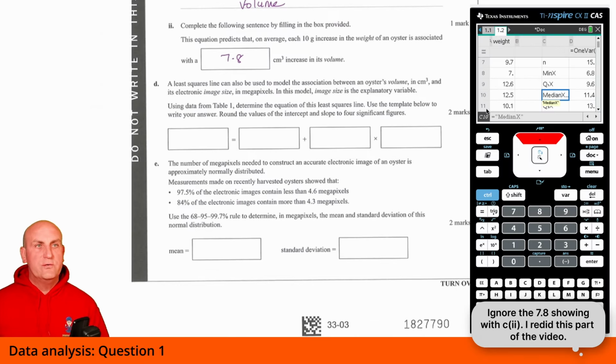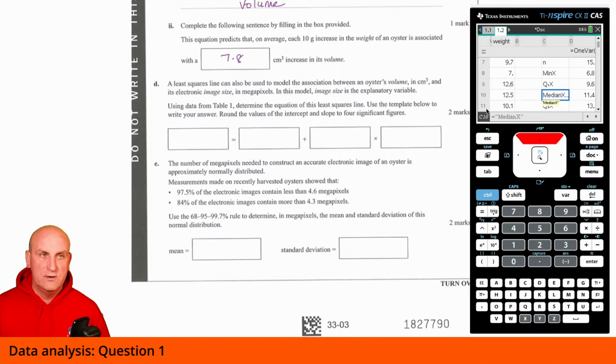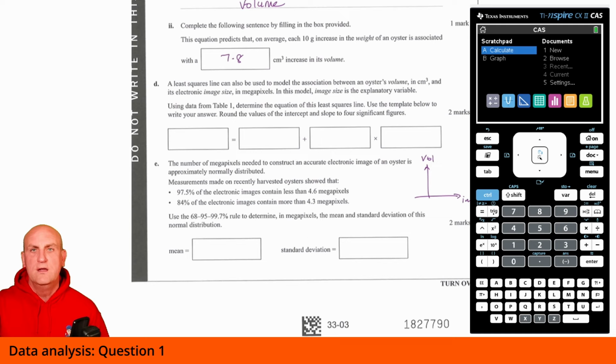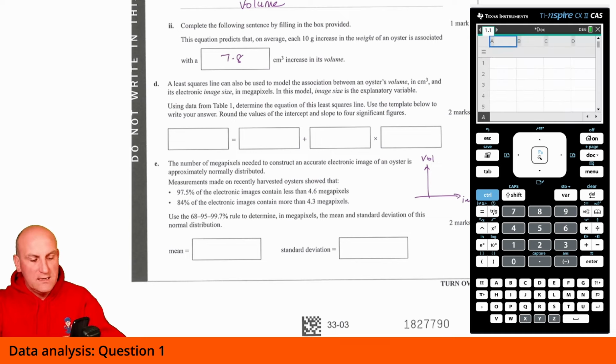A least squares line can also be used to model the association between an oyster's volume and its electronic image size in megapixels. In this model, image size is the explanatory variable. So I'm going to draw a quick line there. So image size, and what was the other one? Volume. Right, okay, so what have I got to do now? Well, basically, my calculator is no use to me because all that data is gone. So I'm going to clear it all off, and I'm going to start again. And I'm going to do volume, and I'm going to do image. All right, he says, because I can't spell.